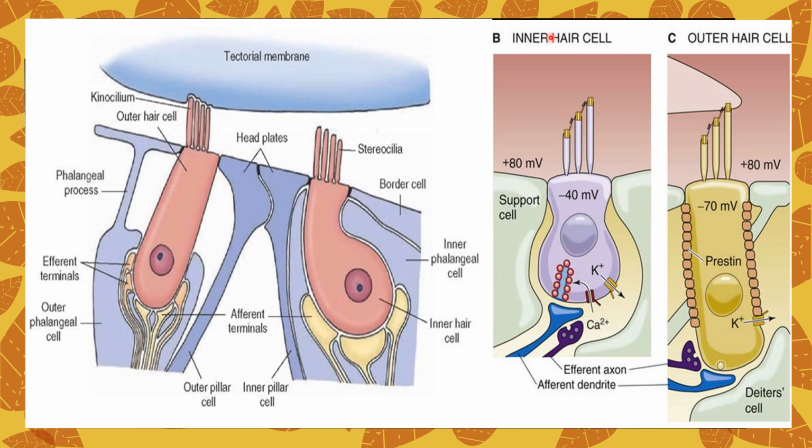Inner hair cells, in turn, are 3,500 in number, more rounded or flask shaped, with few coarse hairs. 90 to 95% of sensory neurons innervate the inner hair cells. One row of inner hair cells is placed medial to the tunnel. They generate the action potentials in the auditory nerves.